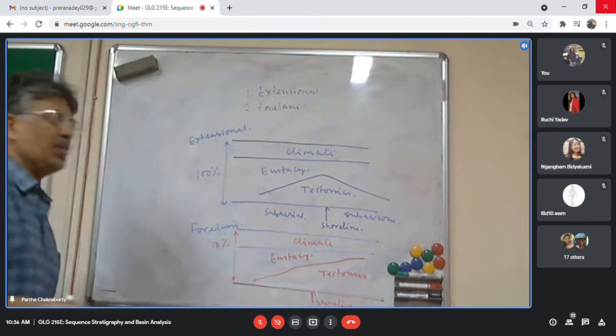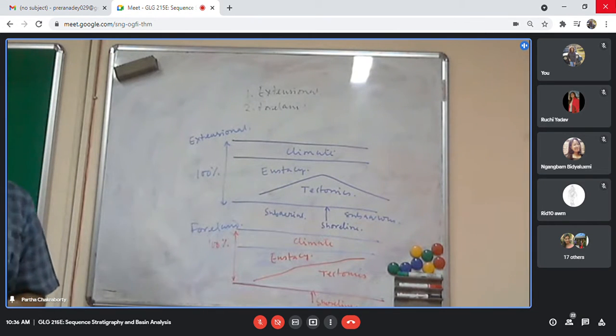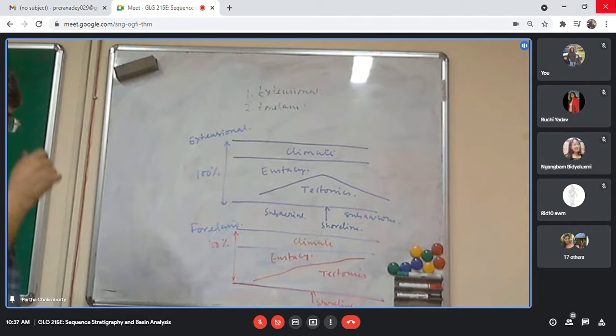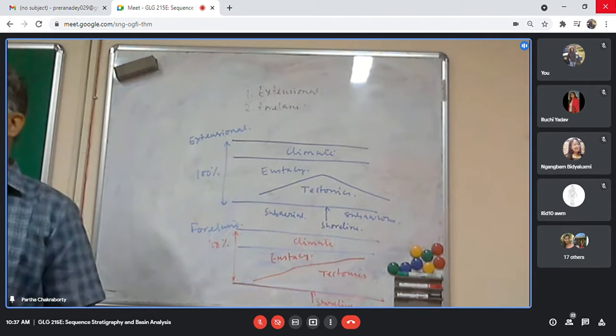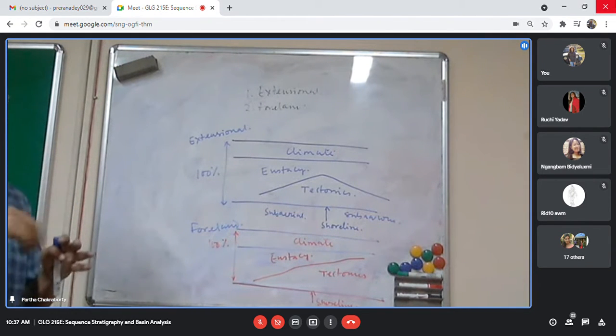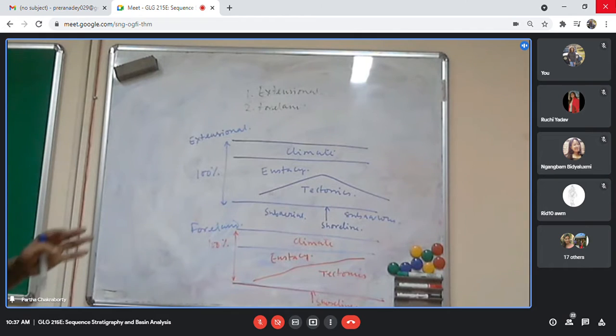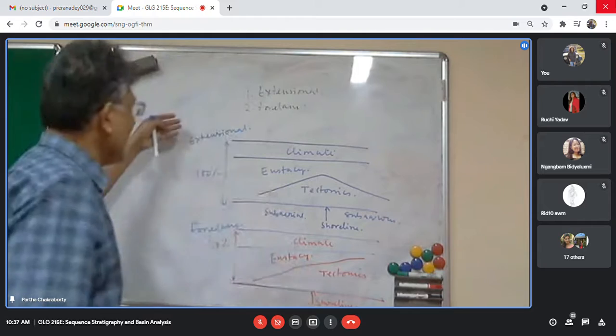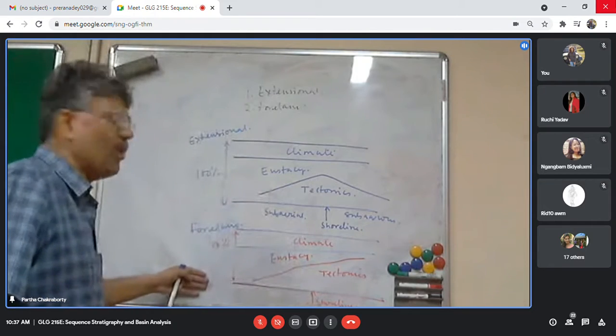So there are two situations that arise once we discuss the controls at different parts. Tectonics is one control, eustasy is another control, and then there is the base level that basically controls. So what will happen when there are two different kinds of basinal setting? One is an extensional basinal setting and another is a collisional (foreland) setting.